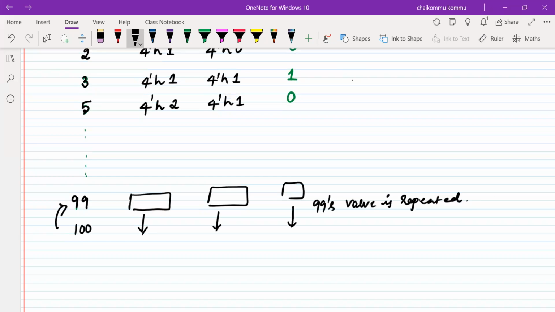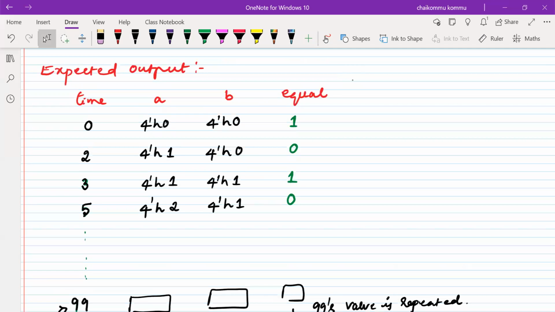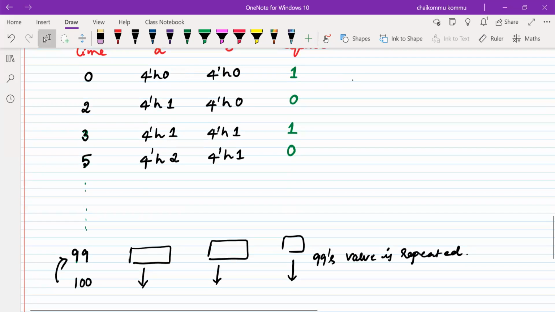Fine. So this is how the output will show by the simulator. Okay. So this is how we can see. Is it clear? I hope it is more clear. Okay. Now, let us write some other examples.